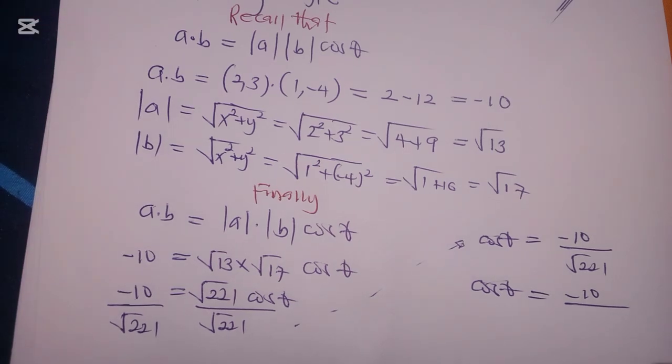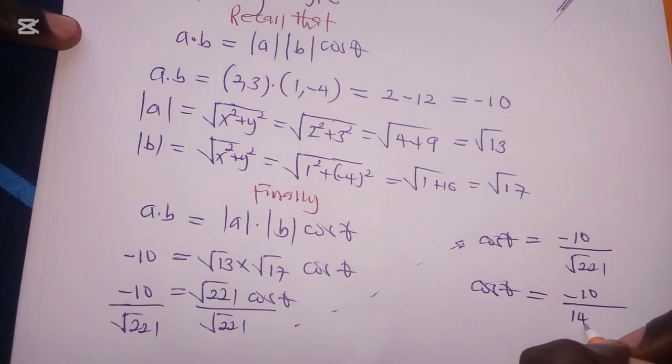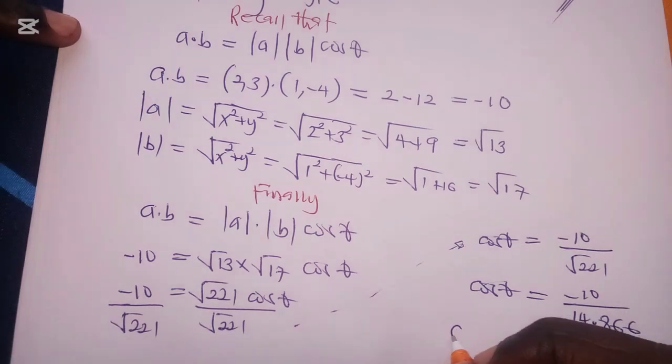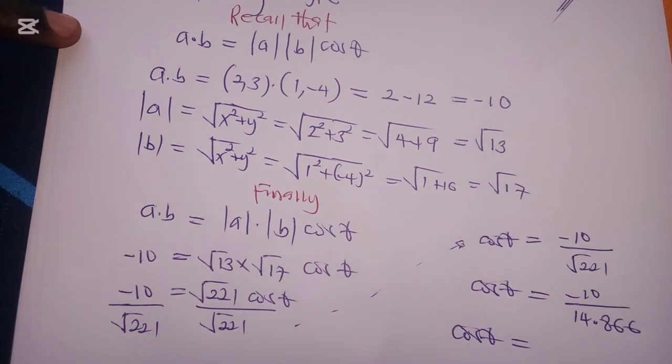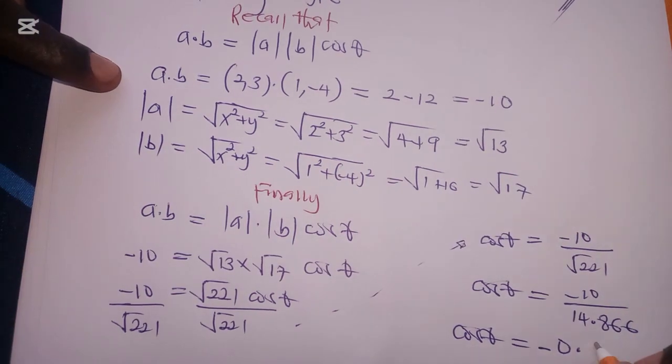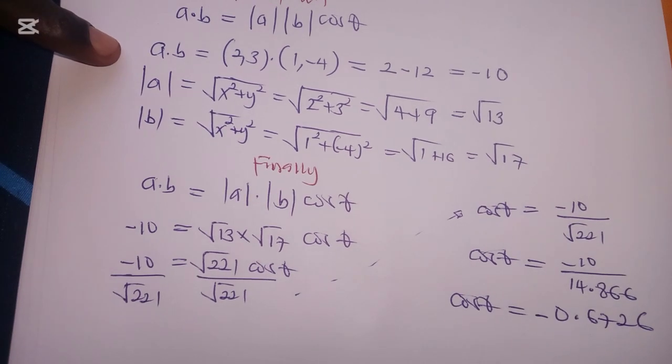Root 221 gives you 14.866. Then let's divide. Now we have cos theta becomes -10 divided by 14.866, which is -0.6726.